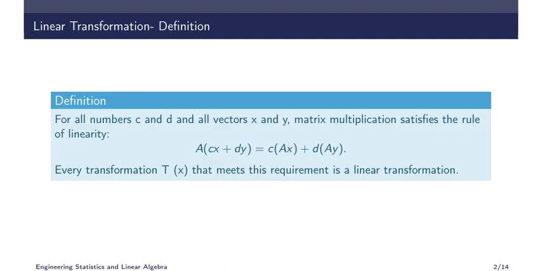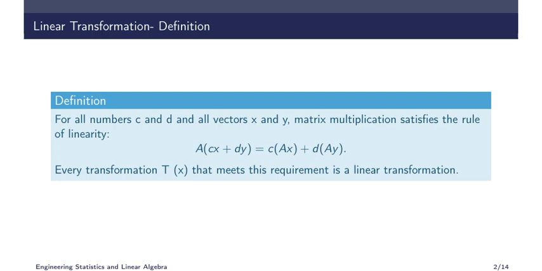So the definition of linear transformation says that for all numbers c and d, all vectors x and y. So c and d are any real numbers, and x and y are any vectors. Then if the matrix multiplication satisfies the rule of linearity, this you have studied in transformation. If it is linear, T of cx plus dy will be c into T of x plus d into T of y. This you might have studied in your signals and systems also.